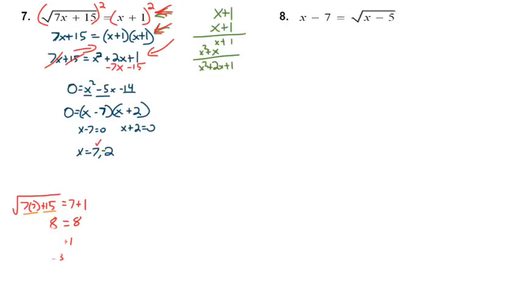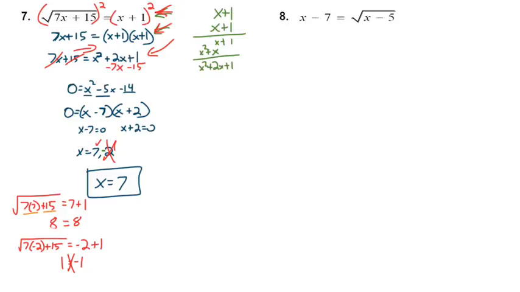You just rewrite that. So that is the square root of 7 times negative 2 plus 15 equals negative 2 plus 1. Well, negative 2 plus 1 is negative 1. 7 times negative 2 is negative 14. Negative 14 plus 15 is 1. The square root of 1 is 1. So that one is not true. Therefore, the negative 2 does not work. So there's only one answer that fits, which is x equals 7. I told you we were going to come across this.